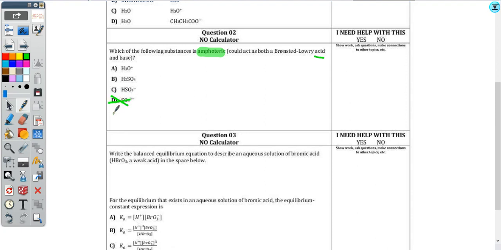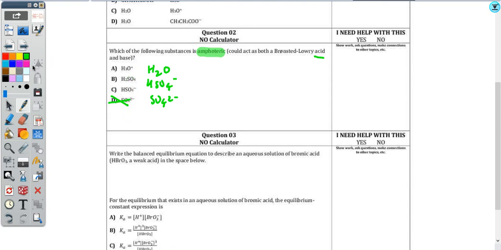It cannot donate a hydrogen ion. The remaining options could all donate a hydrogen. H3O plus could become H2O. H2SO4 could become HSO4 minus. And then HSO4 minus could become SO4 2 minus, right? These are just the subsequent things that they would turn into if they got rid of, or donated, a hydrogen ion. So these could all potentially act as acids.